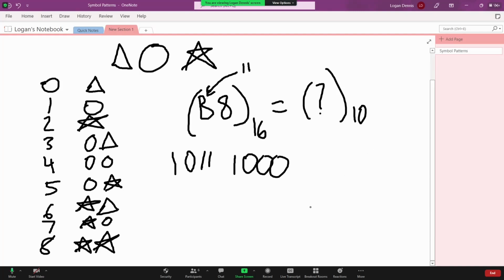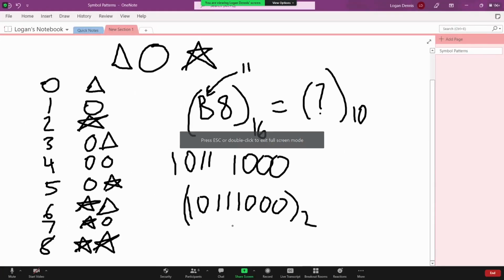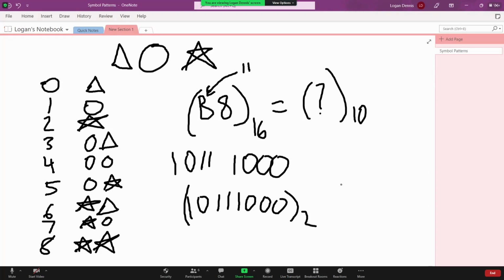The same baseline applies: hex is just shorthand for binary. So if you have the binary to hex conversion, it's pretty easy sailing to the other bases like decimal and octal. So 8 is 1000 and B is 1011. Altogether, the whole string is 10111000, and this is what it looks like in binary. You just combine them, because each hex digit is a string of 4 bits.